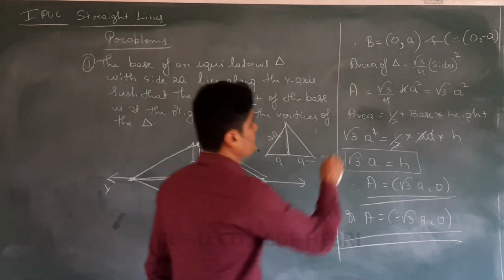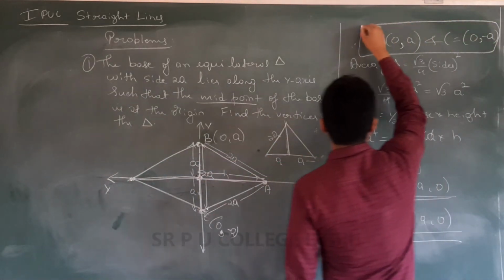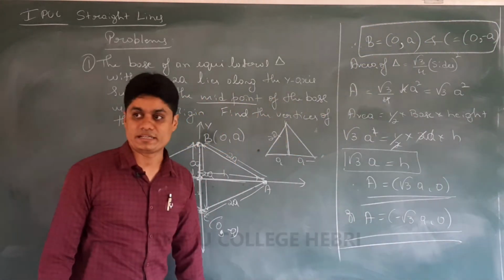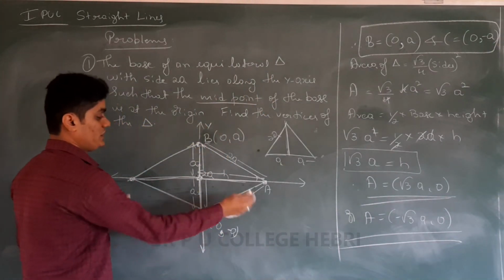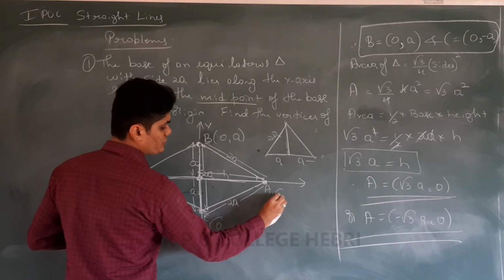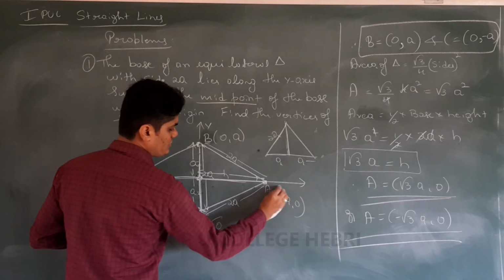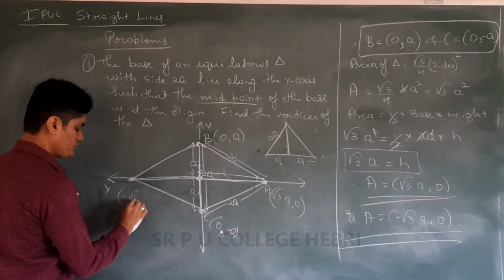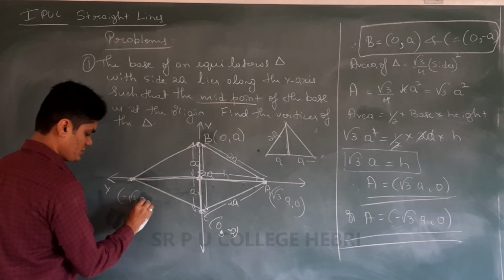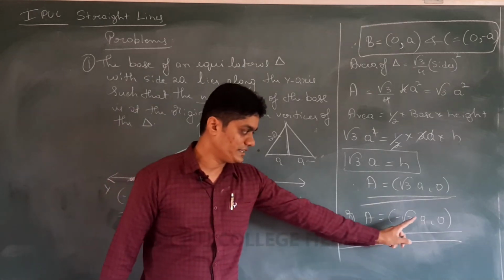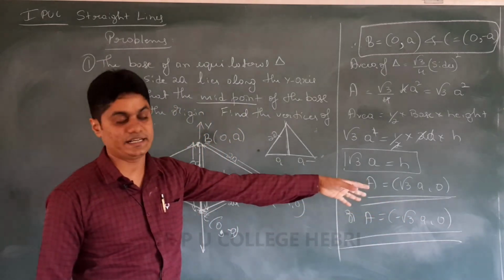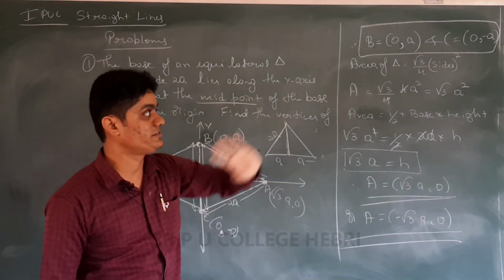So the base vertices are the same. This is one set of the answer: B is equal to (0, a) and C is (0, -a). These two vertices will be common for both triangles, and the third vertex is (root 3 a, 0). This is also possible: (minus root 3 a, 0). So the three vertices of the triangle are (plus or minus root 3 a, 0), (0, a) and (0, -a).